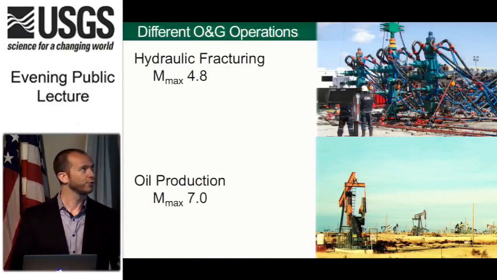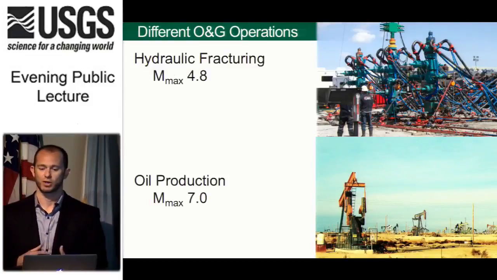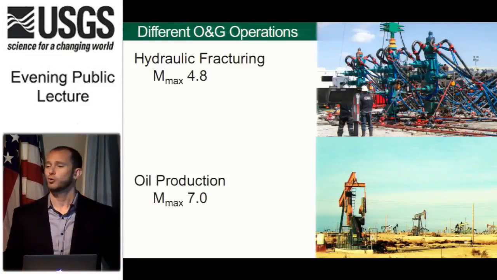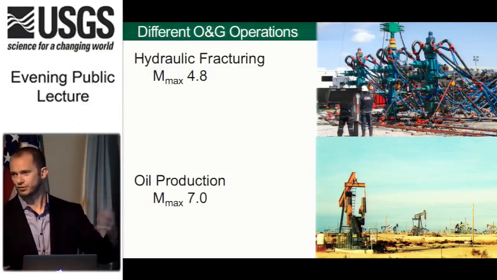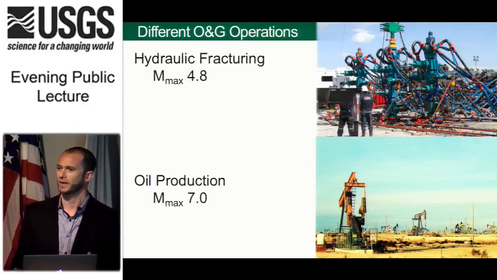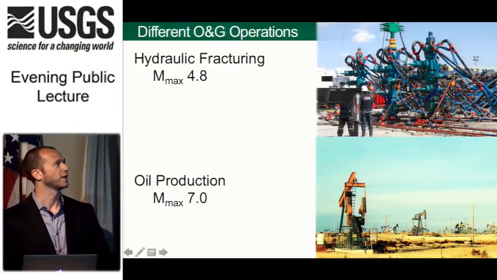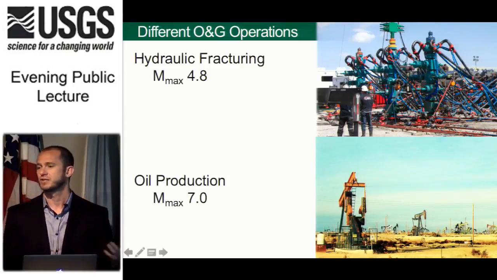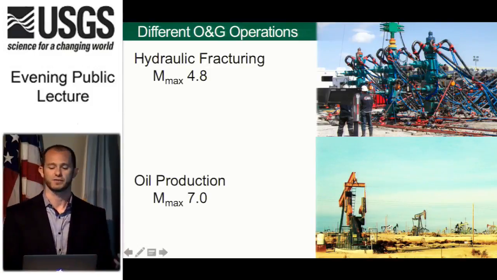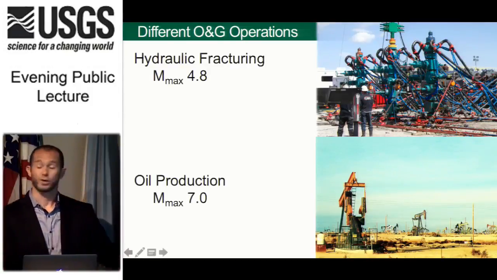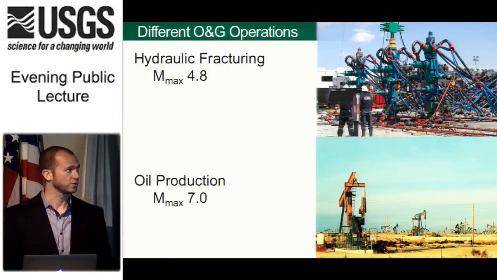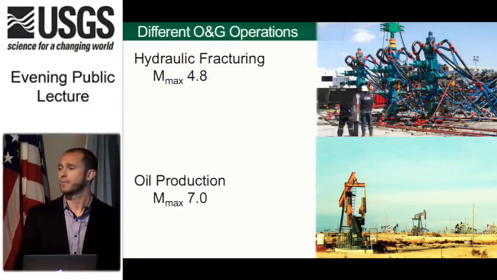So let's now walk through the different oil and gas operations that can be causing these earthquakes. Many of you are probably thinking hydraulic fracturing is the source of most of these earthquakes. Well, that's not the case. We'll walk through why that's not the case. But this is just a photo of a frac site. The largest earthquake we've seen associated with frac jobs is about a magnitude 4.8. Oil production has actually been linked to very large earthquakes, earthquakes as large as about magnitude 7.